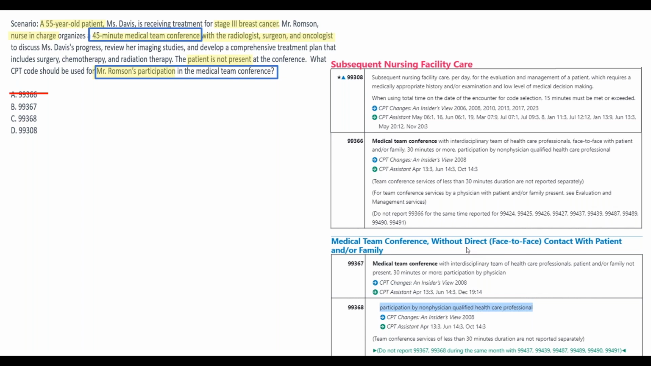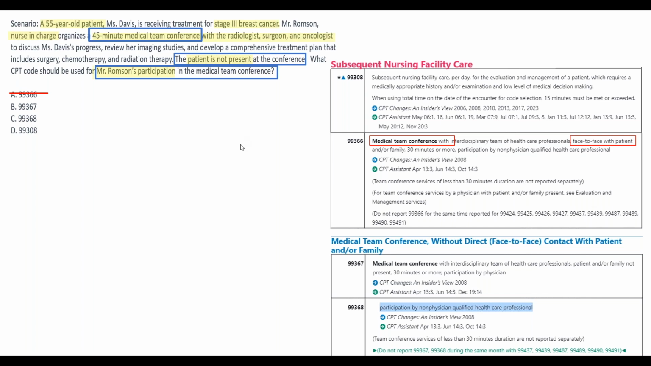So I can eliminate option A, 99366, because it's coding for a medical team conference which involved a face-to-face discussion with the patient. Well, in our scenario, it was documented that the patient was not present at the conference. 99366 involves a face-to-face interaction with the patient, involvement of the patient as well. So with that said, option A is incorrect.